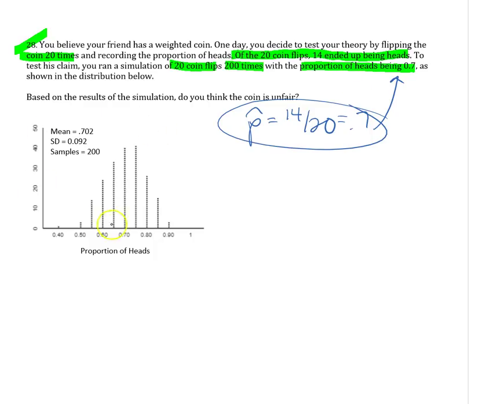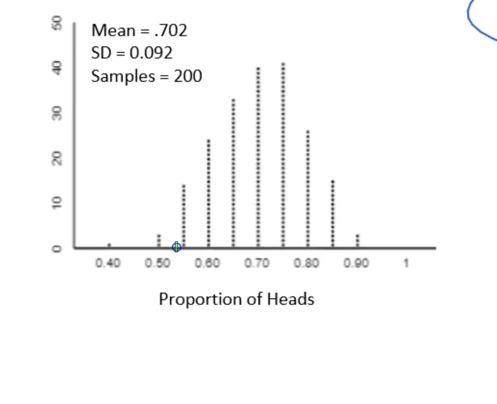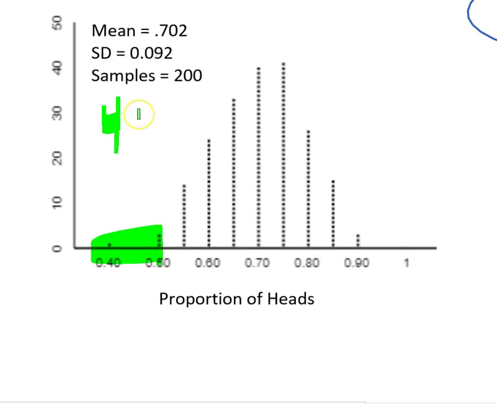Okay, and we get this distribution. So keep in mind there's 200 dots here. Based on the results of the simulation, do you think the coin is unfair? Well, let's ask ourselves, if a coin was fair, wouldn't the proportion of heads be 0.5? So if I look on the graph, I'll zoom in here, just by counting dots, 0.5 or more extreme occurs 4 out of 200 times. So that's only 2% of the time.